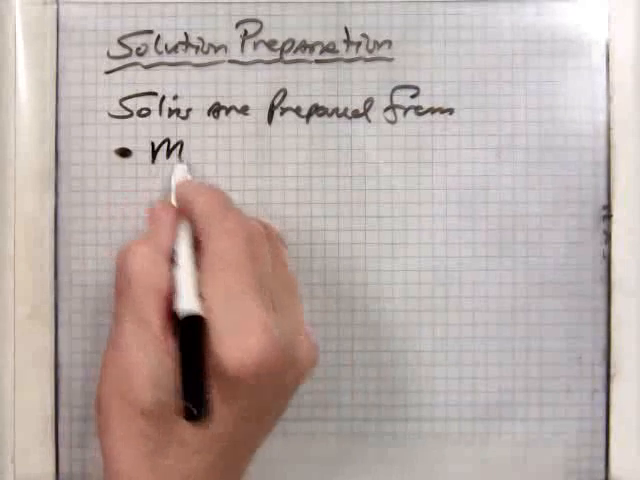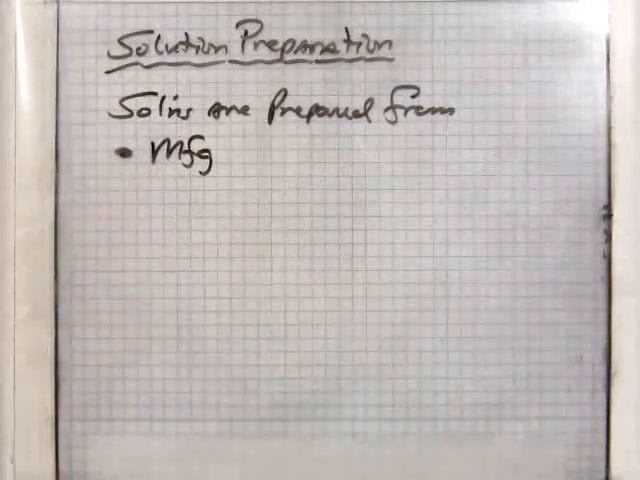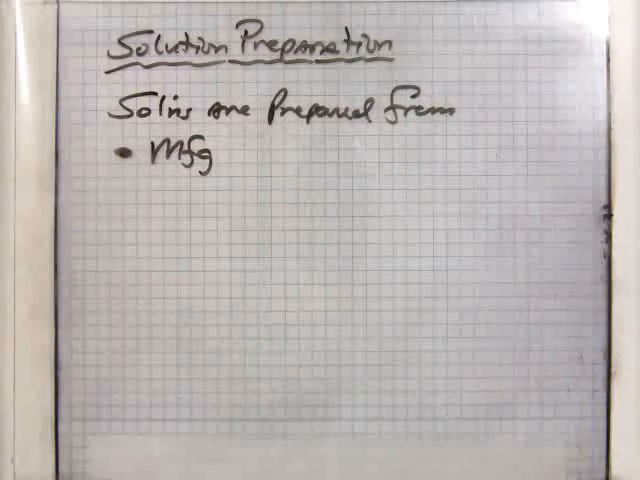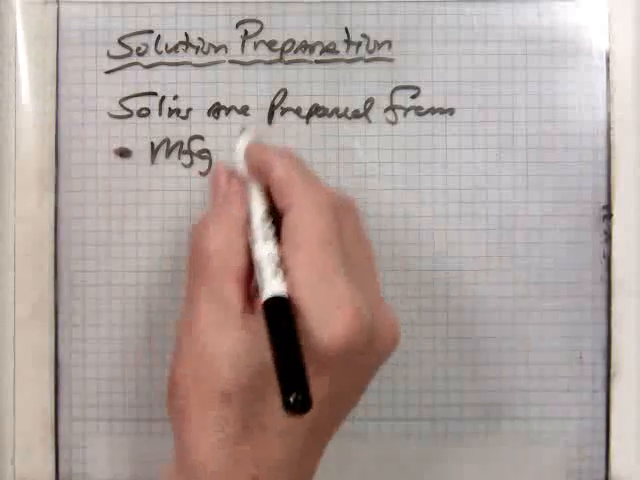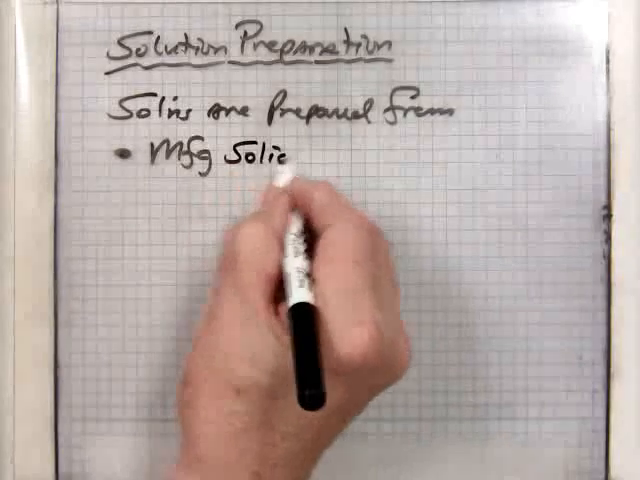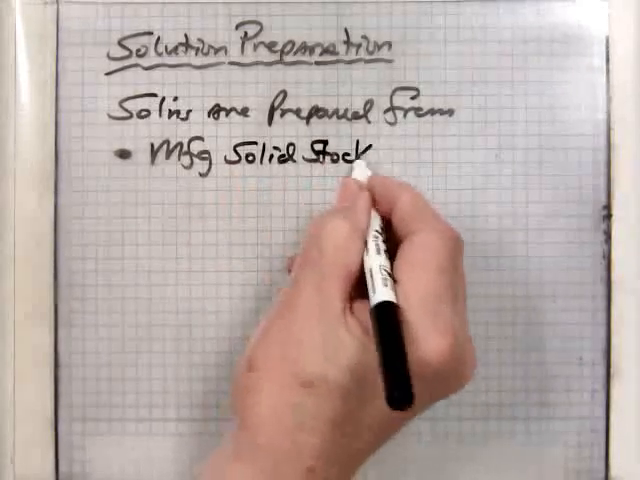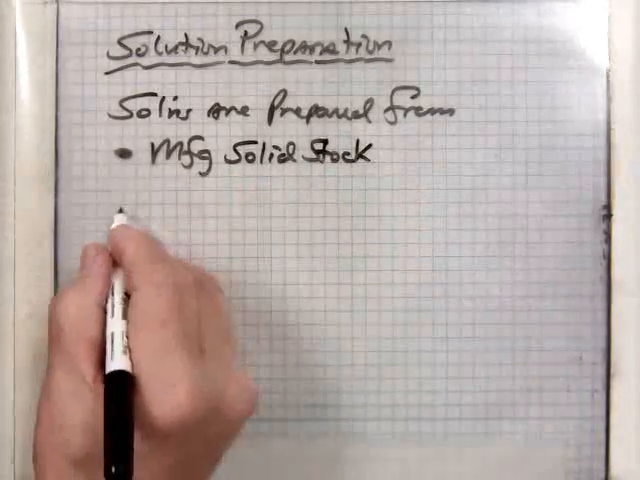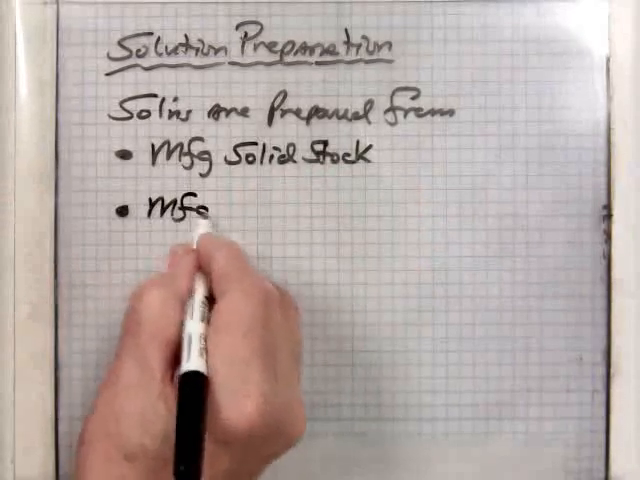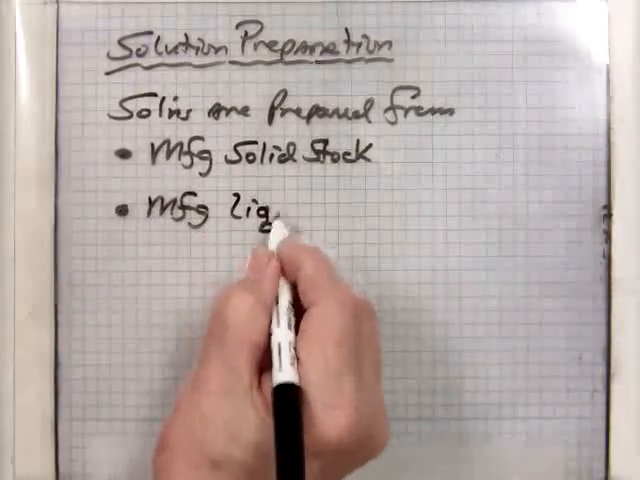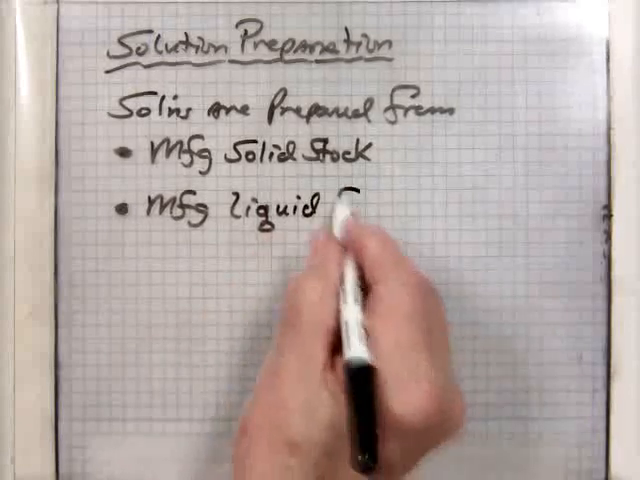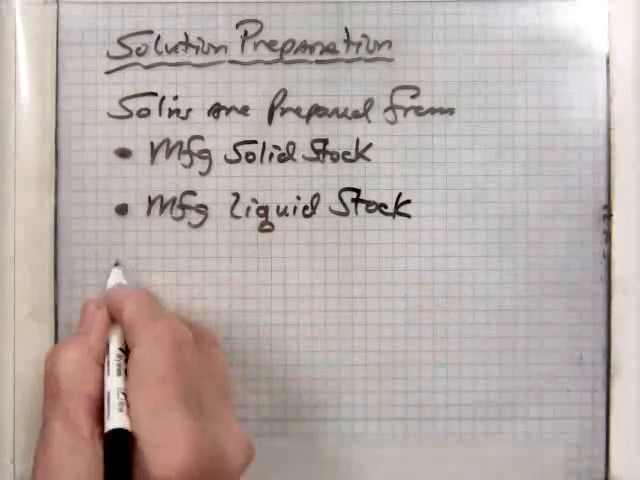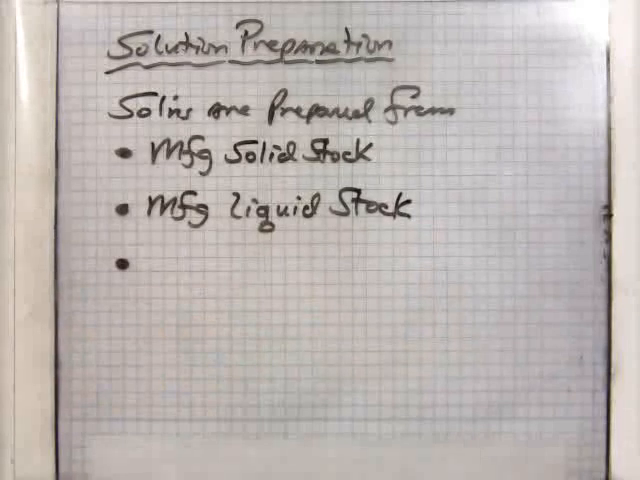A, manufactured, MFG is manufactured. In other words, you order something from the manufacturer, they'll send it to you in certain form, either solid or liquid or gas, if you get a gas sample. So manufactured solid stock, that's one source. A manufactured liquid stock, or third, from a laboratory concentrate.